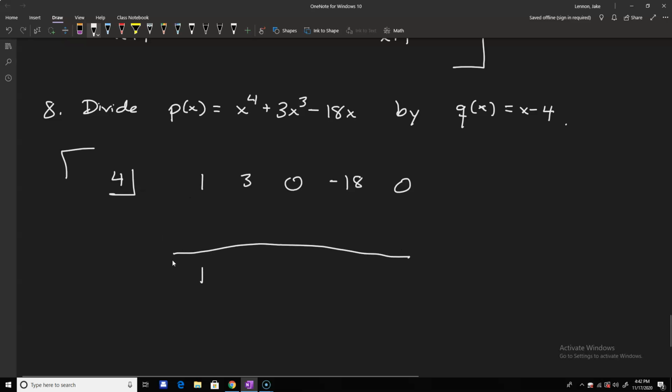So bring down the 1, multiply it with 4, or add 3 plus 4 is 7. Then we take 7, multiply it by 4, we get 28. 0 plus 28 is 28. And then you want to multiply that by 4. That should give 112. And then do 112 minus 18. That should give you 94. And then do 94 times 4, which should be 386, I think.